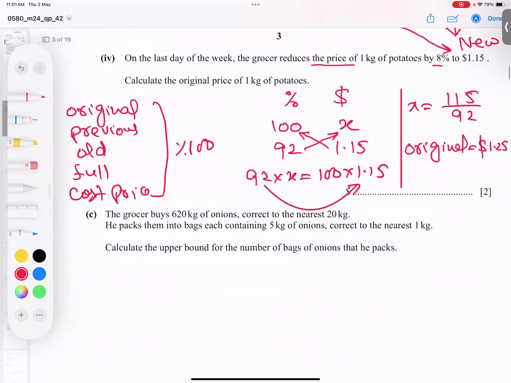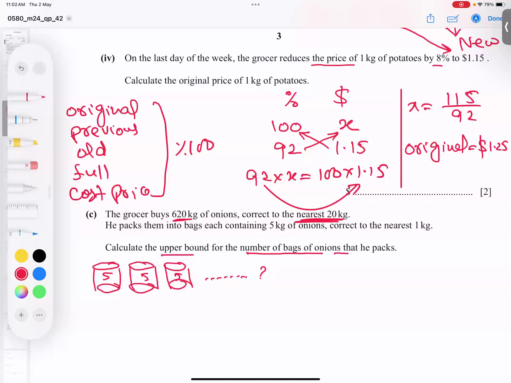The grocer buys 620 kilograms of onions, correct to the nearest 20 kilograms. He puts them in bags, each containing 5 kilograms, correct to 1 kilogram. So I mean 620 kilograms of onion, but 5 kilograms per bag. Let me give you an idea: this is a bag, and inside the bag you can put 5 kilograms. Second bag, 5 kilograms. Third bag, 5 kilograms. So how many bags can you find? He asks for the number of bags of onion, but find the upper bound.